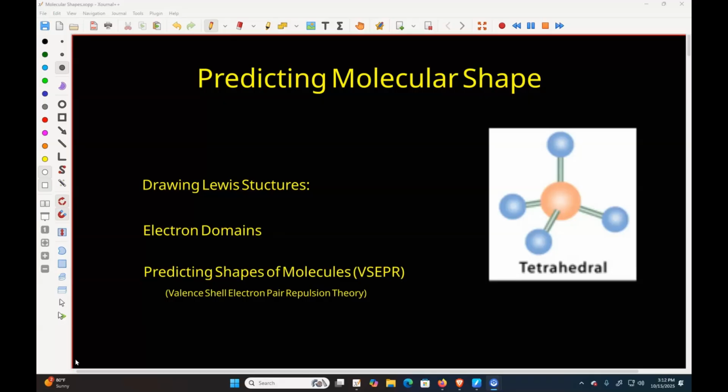This is the VSEPR theory, also known as the valence shell electron pair repulsion theory. It's one of the most powerful tools in chemistry. We're going to break this down into 3 easy steps. We'll quickly draw the basic Lewis dot structure. We'll count all the electron domains, and we'll use those domains to nail down the molecular geometry and bond angles.